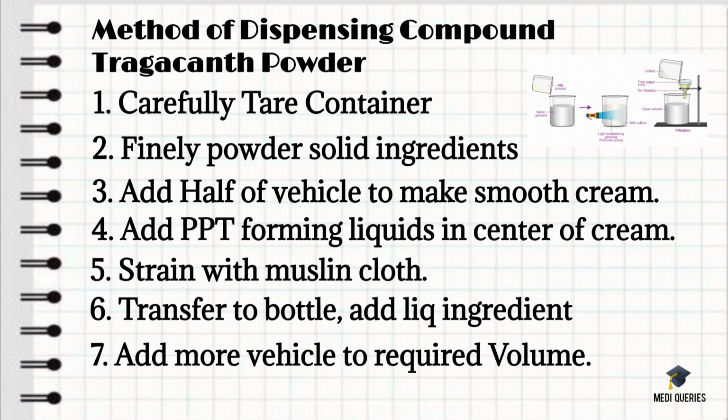And then dissolve the solid ingredients, if present, in a sufficient amount of the vehicle out of the remaining half of the vehicle, and then add it slowly with constant stirring to the cream to avoid local high concentration that may neutralize the effect of the suspending agent. After that, examine the contents of the mortar critically for foreign particles. If these are present, strain the suspension through a muslin piece into a bottle and then add more of the vehicle to rinse the mortar and transfer the rinsing to the bottle here. Add any liquid ingredients, if there are any, at this time. After that, add more of the vehicle to produce the required volume. So that is how we will dispense the suspension here by using compound tragacanth powder.